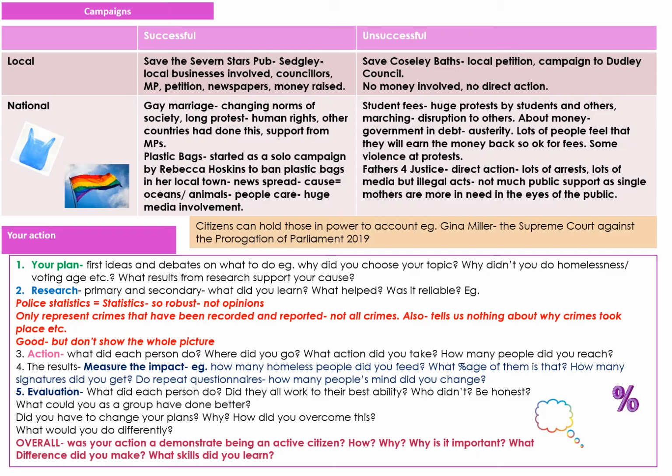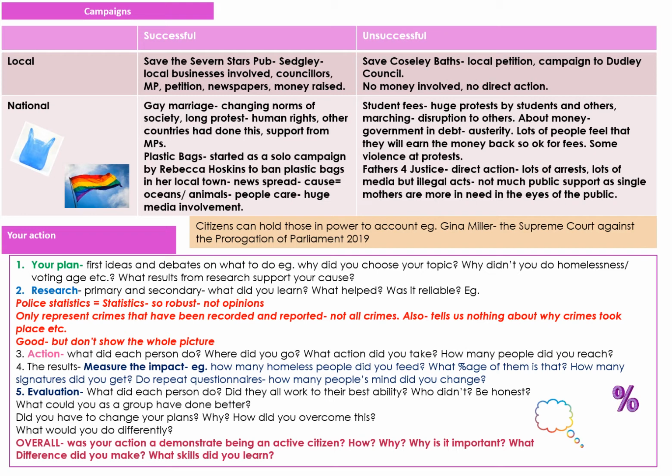If we have a look at some campaigns, then some local successful campaigns, say the Seven Stars pub in Sedgley, it got lots of businesses involved and the MPs, there were petitions, newspapers were involved and money raised too. It was a cause people cared about, the pub. An unsuccessful local campaign would be Save Coseley Baths. There was a local petition, there was the campaign to Dudley Council and MPs were involved, but it wasn't about money. It was the fact that Coseley Baths was losing the council money, and again, unfortunately, money will always be the overriding factor. There was no direct action as well.